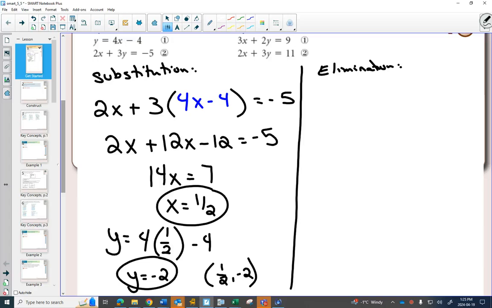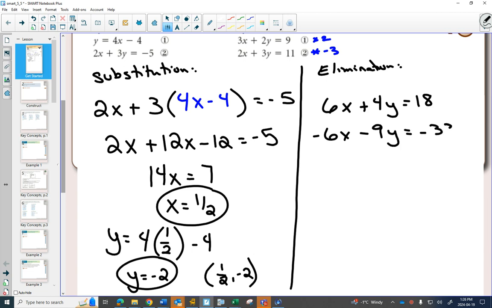So what I'm going to do is I'm going to take equation 1 and multiply it all by 2, and equation 2 and multiply it all by negative 3. If I multiply entire equation 1 by 2, I would get 6x plus 4y equals 18. And if I multiplied equation 2 by negative 3, I would get negative 6x minus 9y equals negative 33.